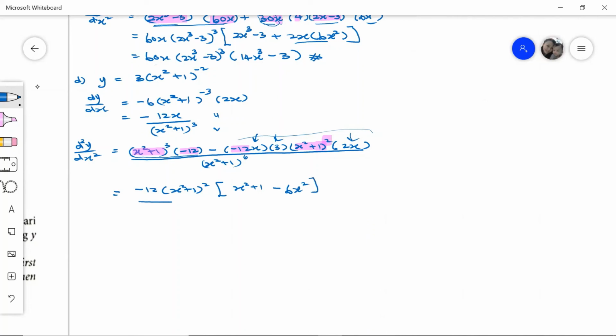Then we combine, don't forget the denominator. So now we can simplify x squared plus 1 squared with x squared plus 1 to the power of 6, reduced by the power of 2, left with power of 4. Okay, so let's factorize this, rewrite this: -12, 1 minus 5x squared, and the denominator we're left with x squared plus 1 raised to the power of 4. Okay, so that is the answer for part D.